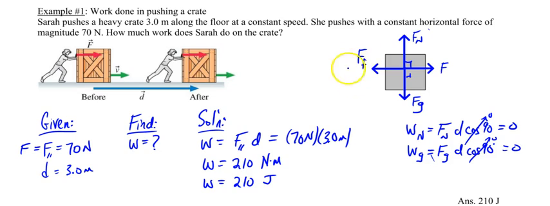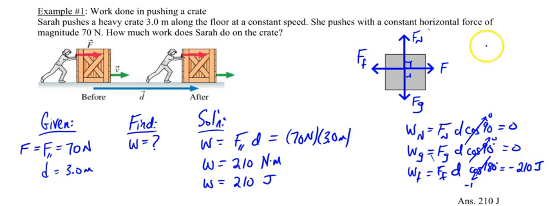And lastly, we could talk about the work done by the frictional force. It would be equal to the force of friction multiplied by the displacement. Since the friction is to the left and the displacement is to the right, the angle that is made between these two vectors is actually 180 degrees. And the cosine of 180 degrees is actually -1. So this will turn out to be exactly equal to negative 210 joules.